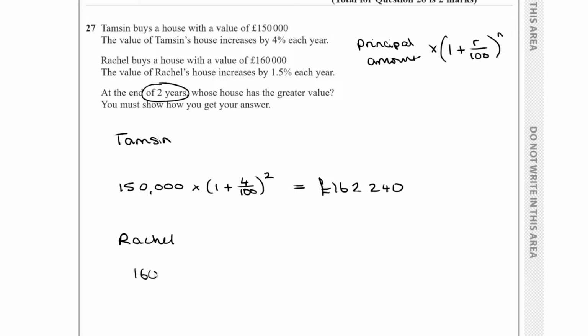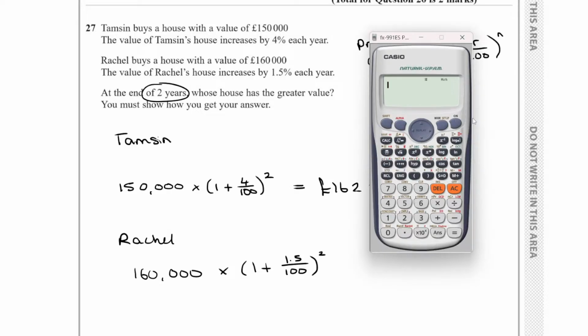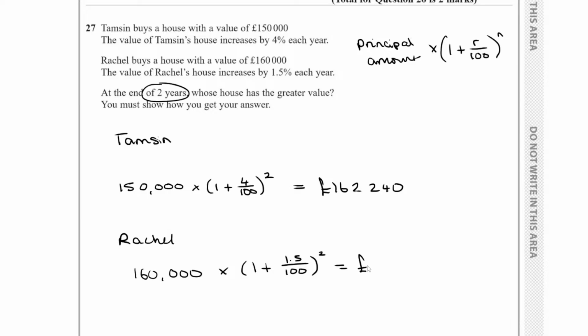So her principal amount, or her starting amount, is 160,000. And then I've got 1 plus, now this one is 1.5%, so over 100. Now it's also still for 2 years though, isn't it? That's the same. So go back, 160,000, make sure you've got enough zeros, times 1 plus 1.5 over 100, all squared, and that gives me 164,836.